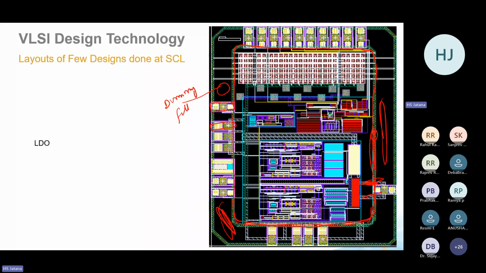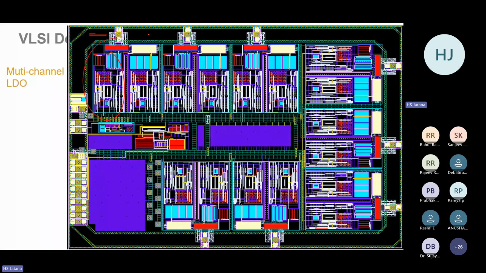You can see that circuit is getting repeated. So you can see here this is getting repeated. 1, 2, 3, 4, 5, 6, 7, 8. So 8 of these circuits are getting repeated. So it's an 8-channel.